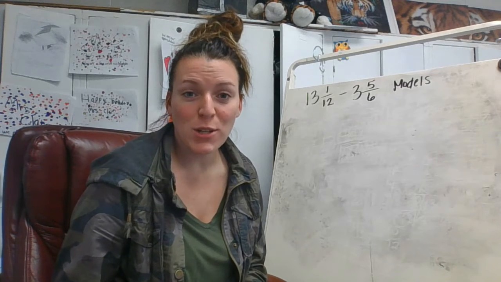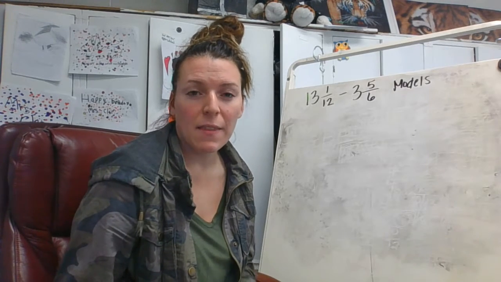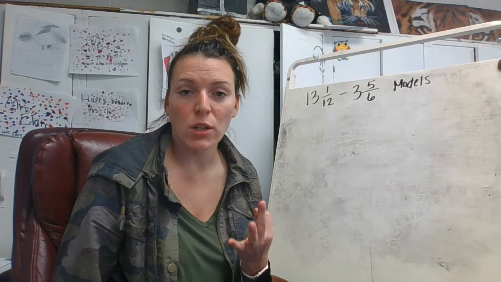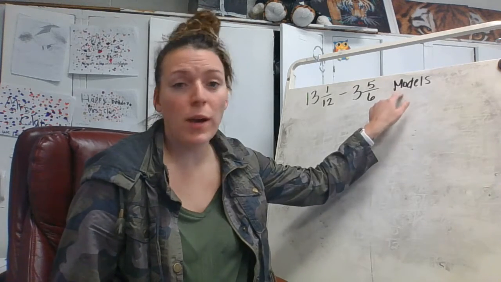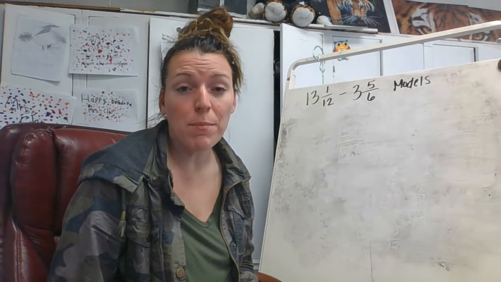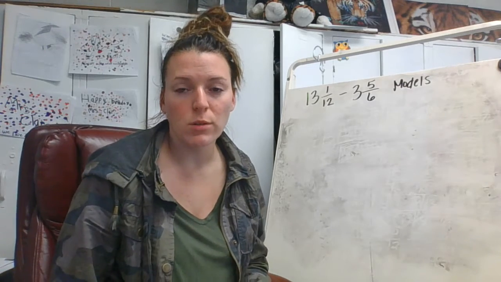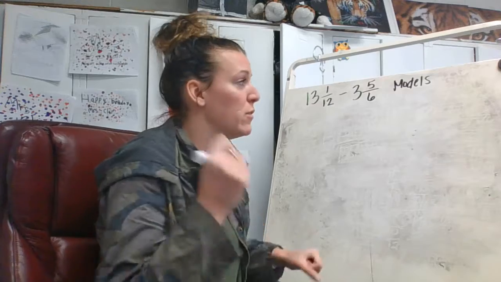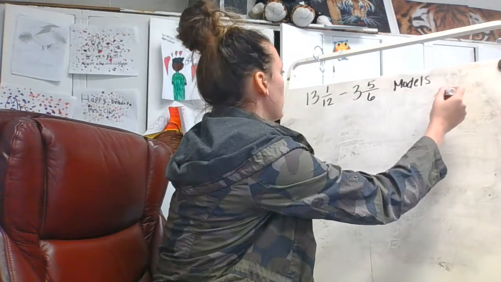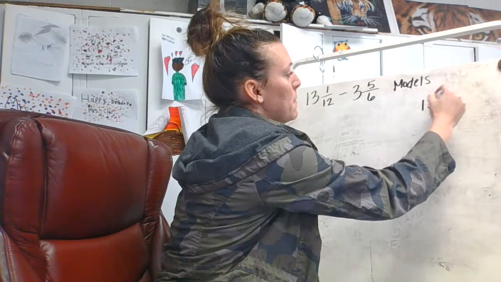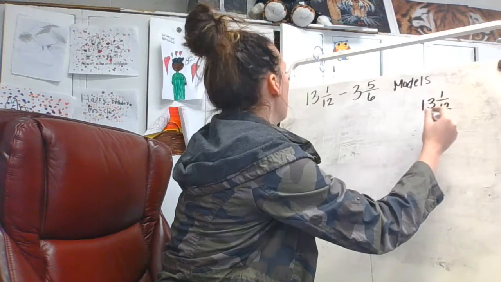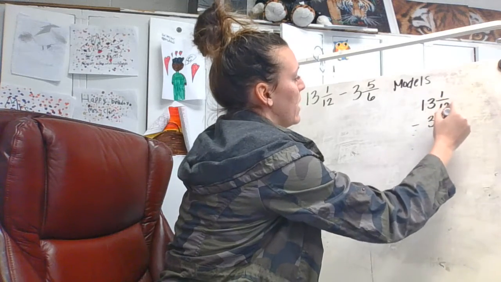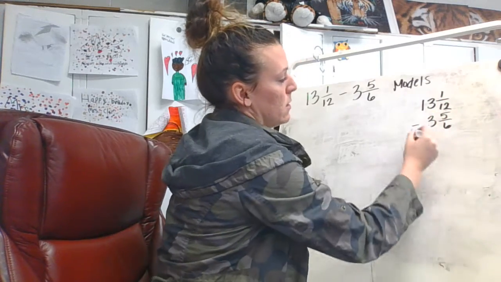Okay, so we are subtracting mixed numbers, and there's 3 ways that I've taught you how to do this. The way in this video, we're going to talk about with the models. Some of us like to use the models. The first 2 steps are always the same. The first step is that you need to line them up vertically. So we've got 13 and 1/12 minus 3 and 5/6.